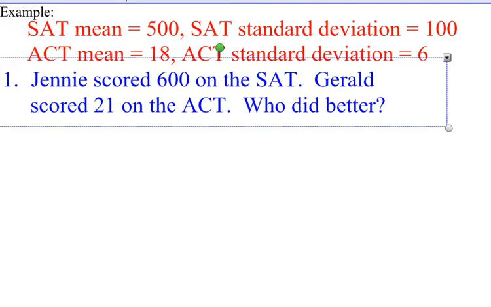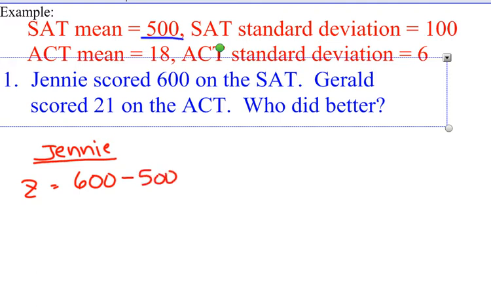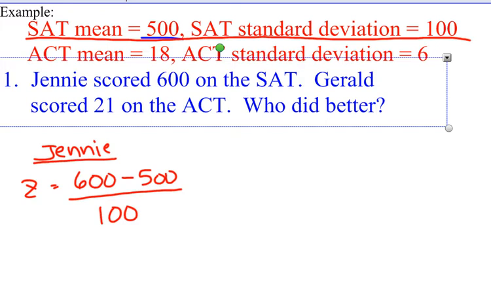So we find Jenny's Z-score by using the Z-score formula. We take her value, so her score was 600. We subtract the mean. The mean SAT score is 500, so I subtract 500, and then I divide by the standard deviation, which was given to me as 100. So I'm using this data from up here, because that's the SAT data. When I actually do this math, which is pretty easy to do in my head, I get a Z-score of 1. So Jenny's Z-score is 1. Then I go to Gerald.